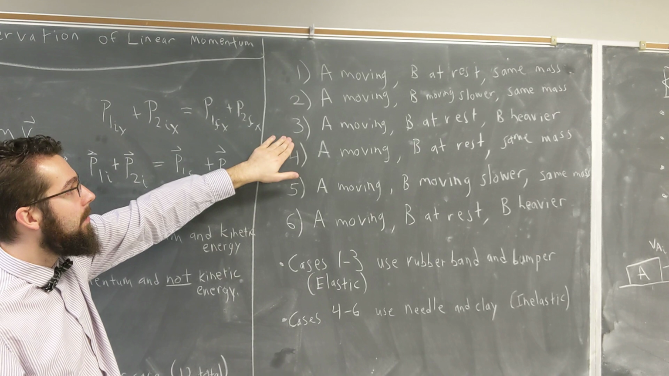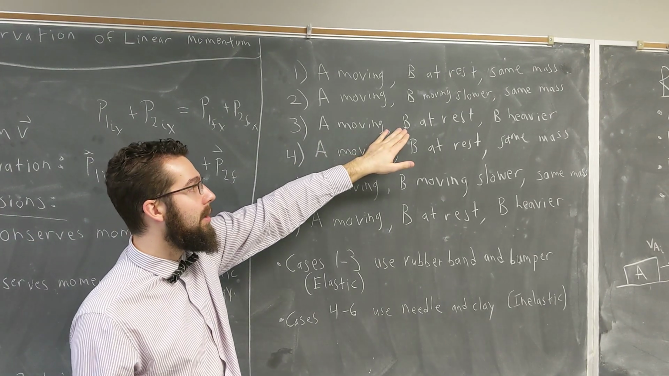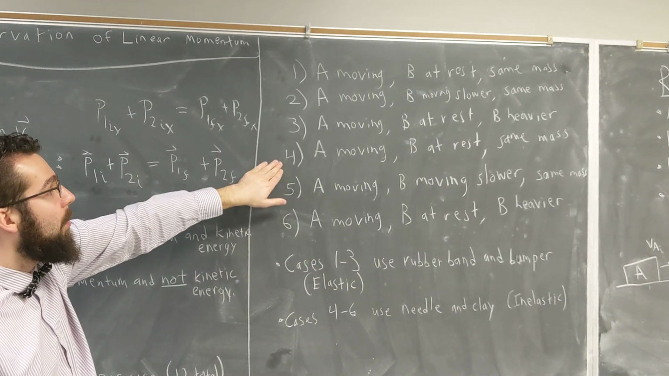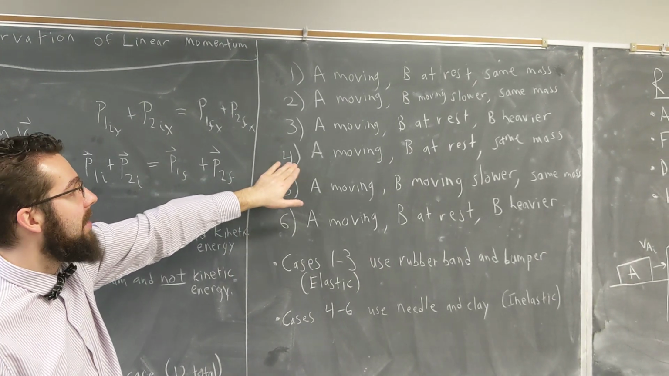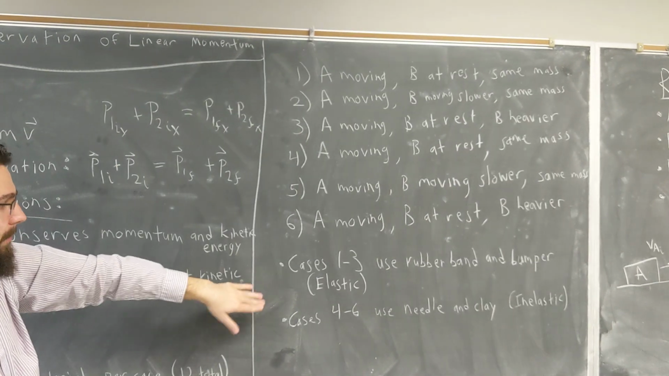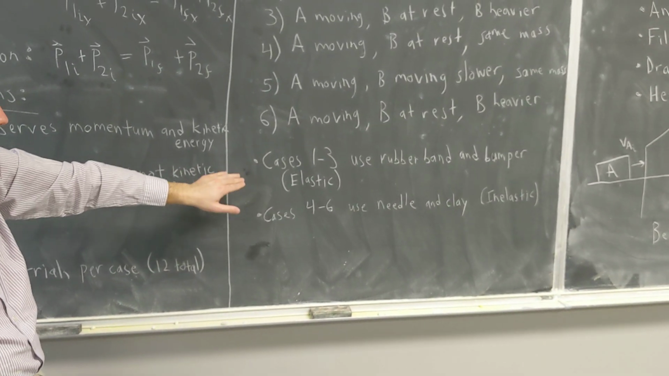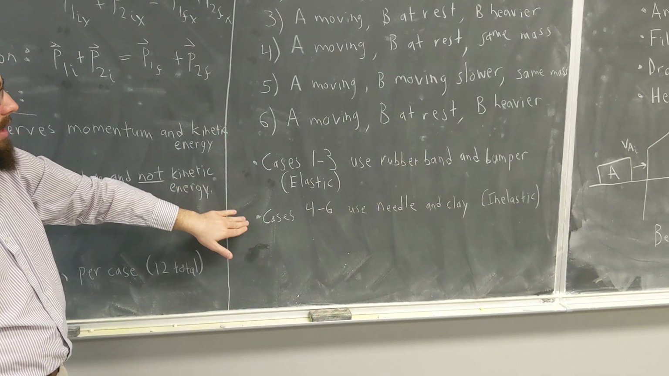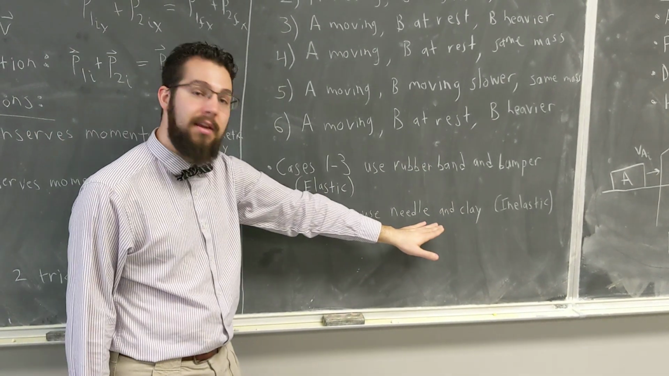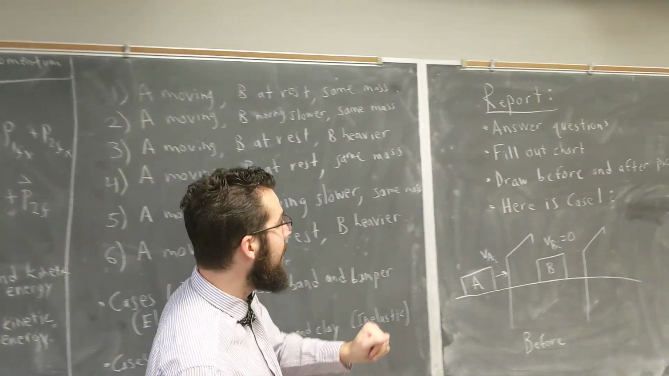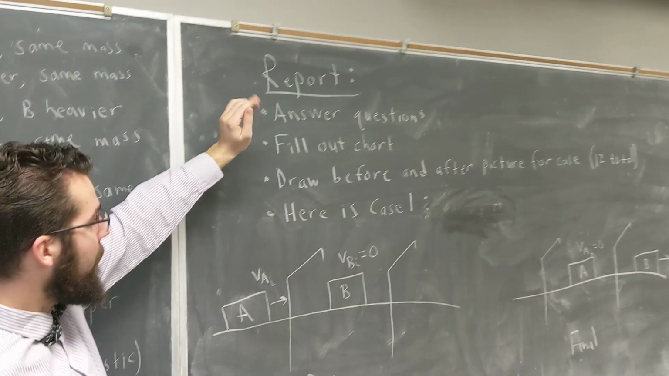And then case 3, A will be moving and then B will be at rest, but B will be heavier. I'll add extra weight to B. And then 4, A's moving, B's at rest, they have the same mass. So 4, 5, and 6 are the same as 1, 2, and 3. But the difference is in cases 1 through 3, we'll have elastic collisions with rubber bands and bumpers. In cases 4 through 6, I will use a needle and clay so that they stick together and it will be inelastic.